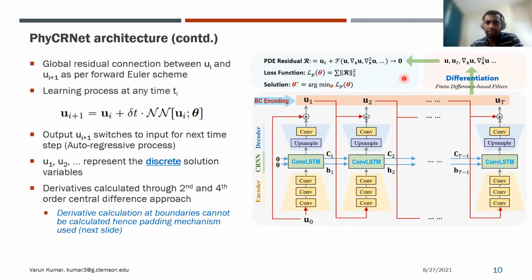This is just a continuation of the architecture that I talked about earlier, where the output from the first time step is being calculated with the value of the time step, and then it's being fed to the next time step. The derivatives, like I talked about earlier, are being calculated using second and fourth order central difference approach. One of the difficulties with this approach is that the derivatives cannot be calculated at the boundaries. Hence in this particular work, they have used a padding mechanism, which I'll be talking about in the next slide.